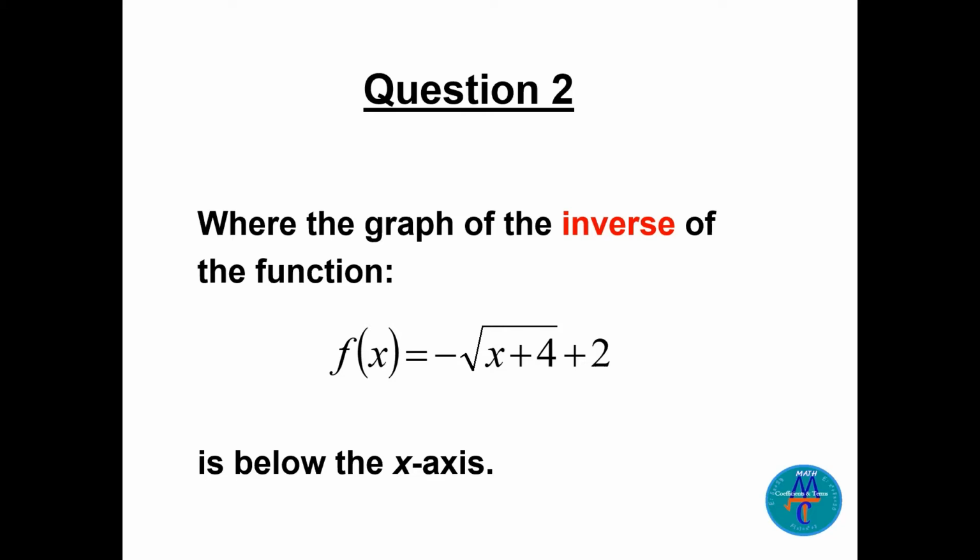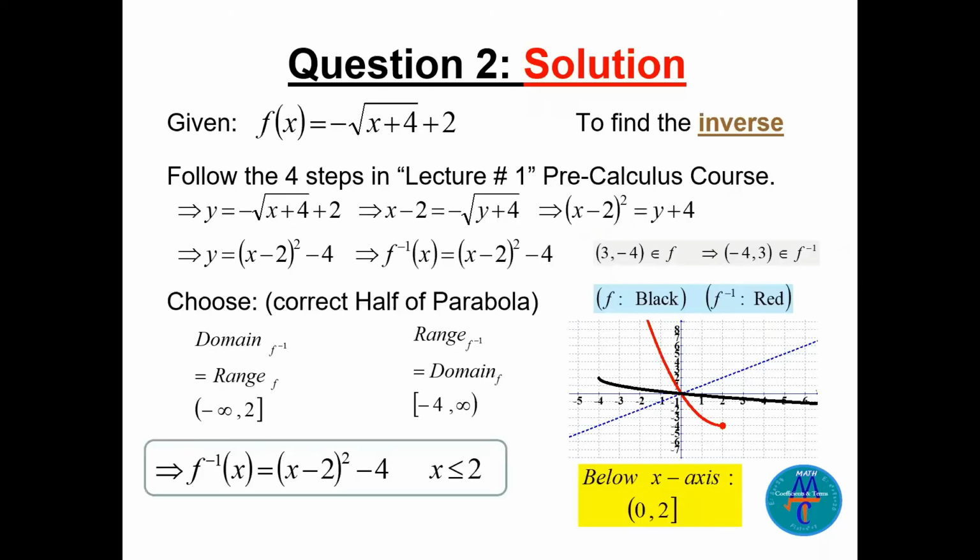Question number 2 says, where is the graph of the inverse of this function f of x equals minus square root of x plus 4, plus 2, below the x-axis? Now this function is half a parabola, and it's 1-to-1 also. So we can find the inverse and then check where the graph of the inverse is below the x-axis.